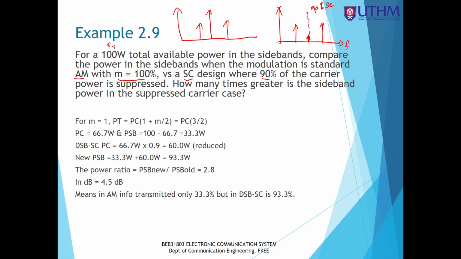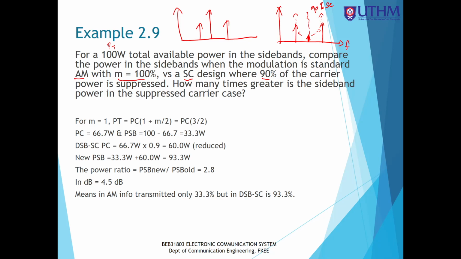According to what we have seen previously from the equation, theoretically when we suppress the carrier component, the power will be distributed to the sidebands. So the sidebands become increased. So the 90% that we suppress is distributed to both sidebands. The 90% of power of the carrier that we suppress is distributed to the sidebands' power. So let's see in this example.